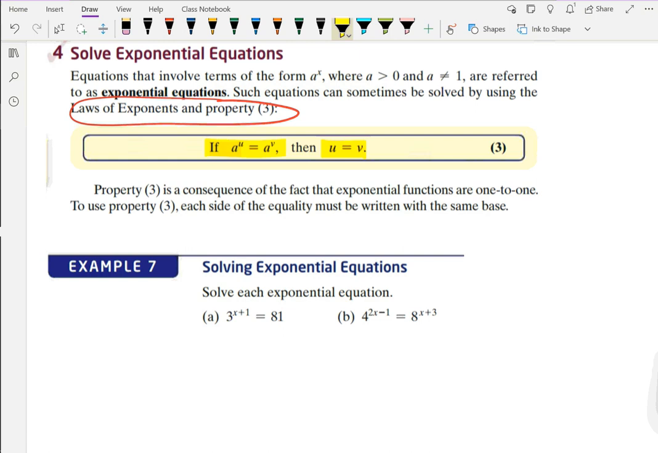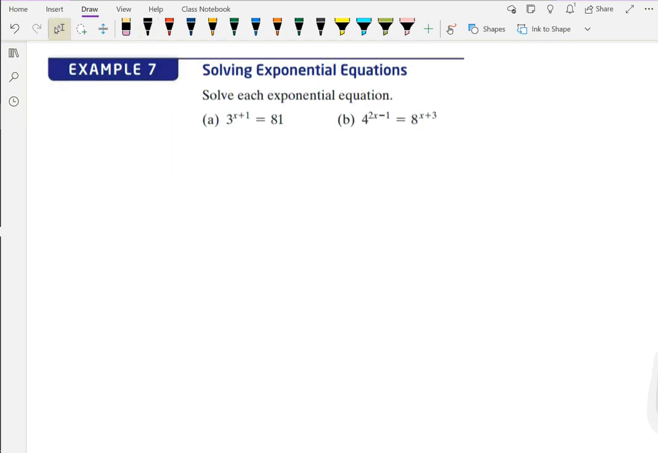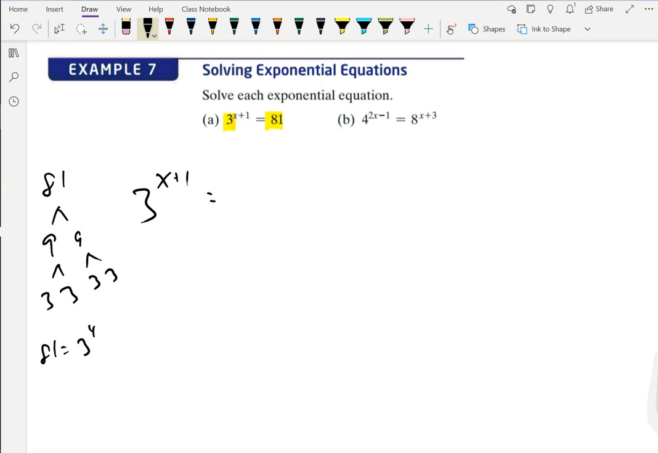Let's take a look down here at letter A. If I have 3 to the x plus 1 equals 81, I need to try to get my bases to be the same. I can't do anything to the 3. That's still just going to be 3. But 81, if I write this in prime factorization, that's 9 times 9. 9 is 3 times 3 for each of those. So 81 is the same as 3 to the power of 4. So I can rewrite 81 as 3 to the 4th.